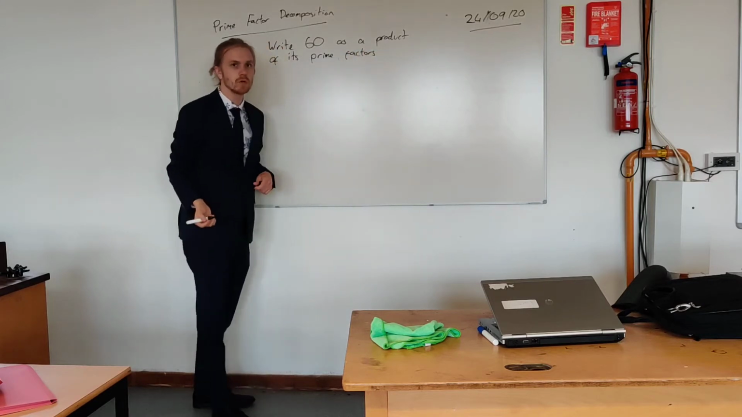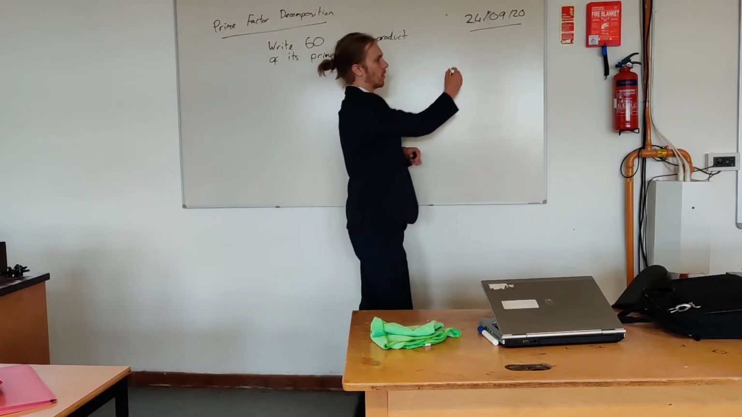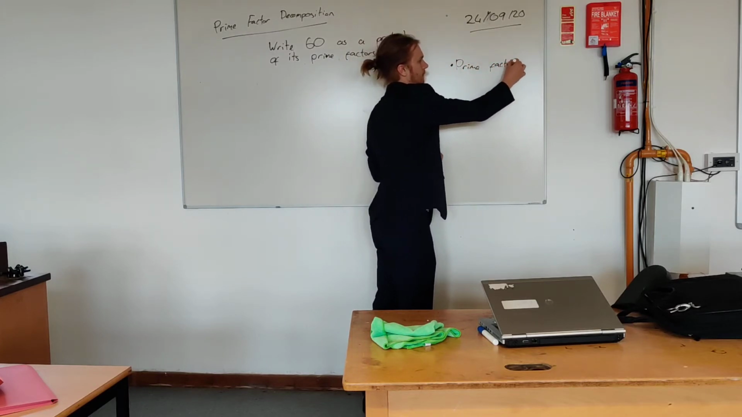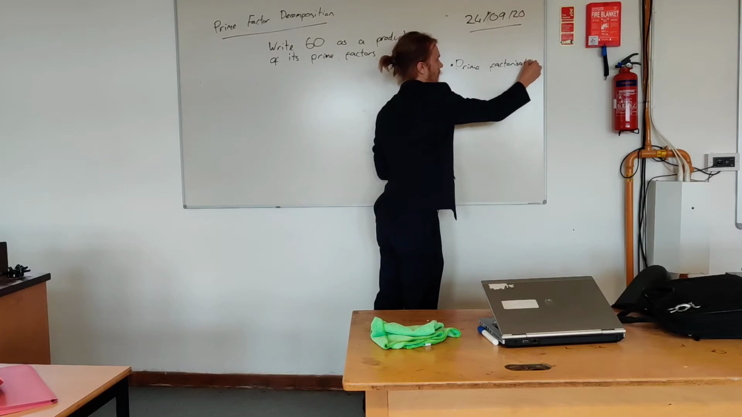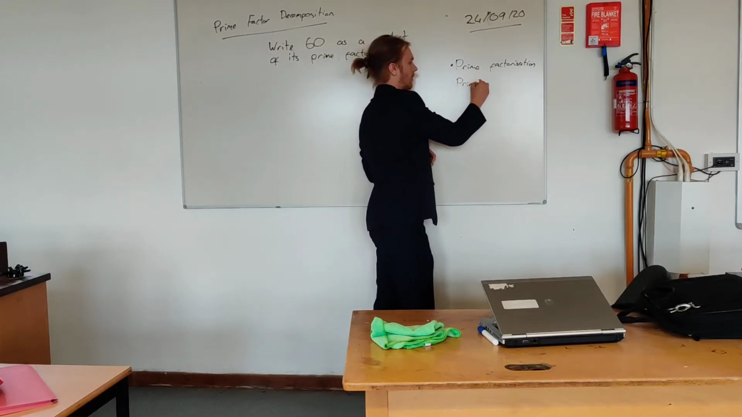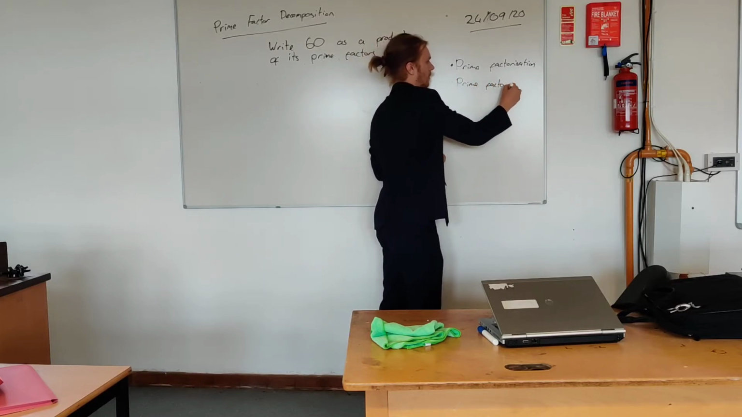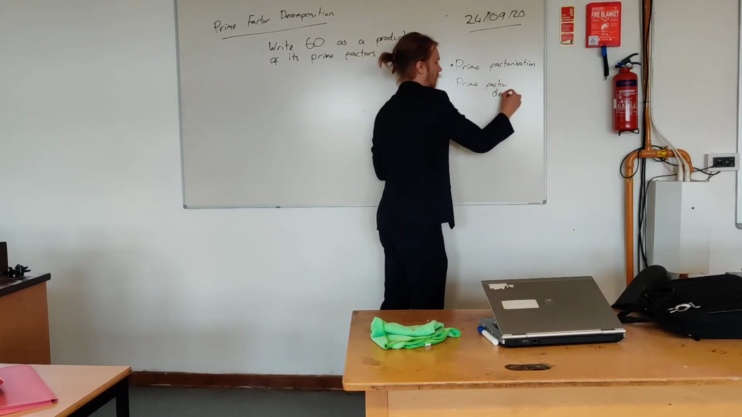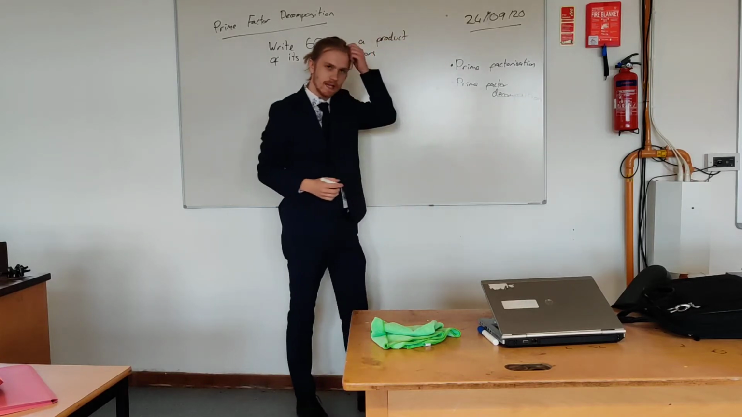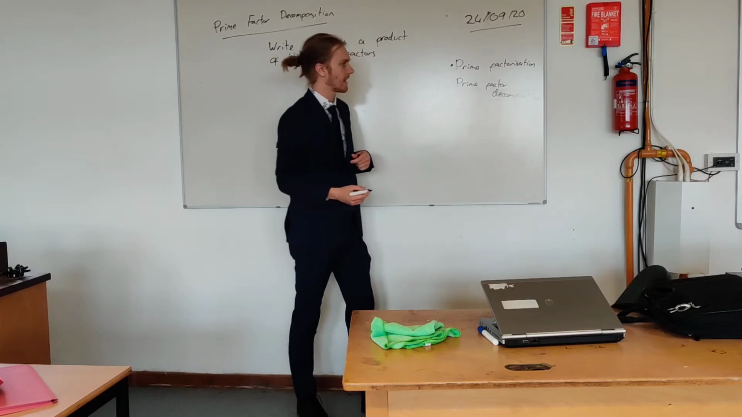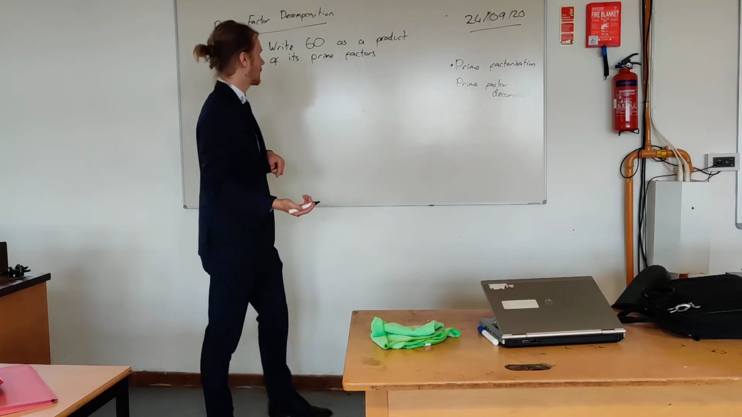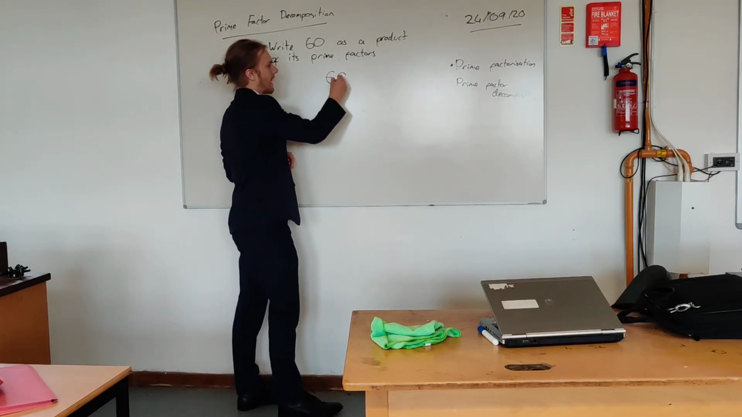Now this is called a few different things. Sometimes it's called prime factorisation. Sometimes it's called prime factor decomposition. And sometimes it's called writing numbers as product of their prime factors. But the key thing is you always get those words prime and factors. So we're going to draw a factor tree.